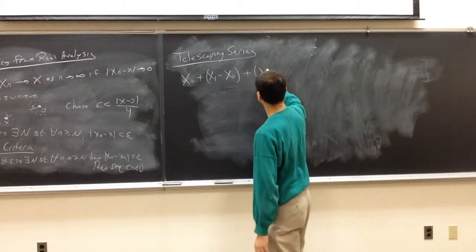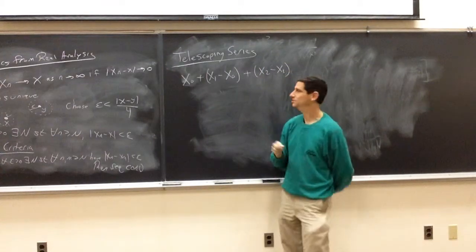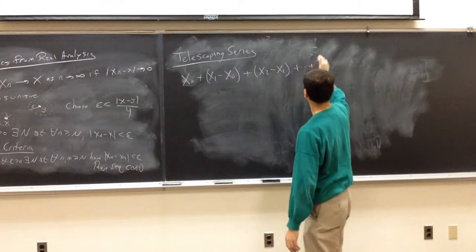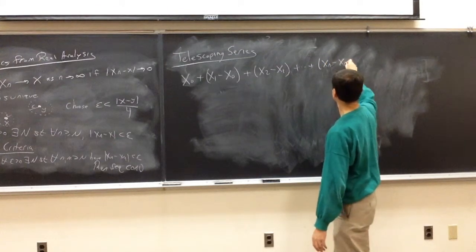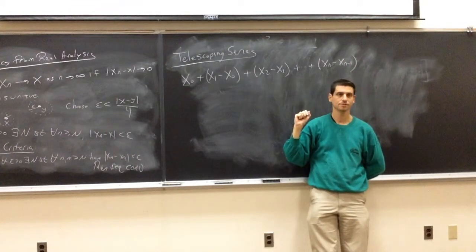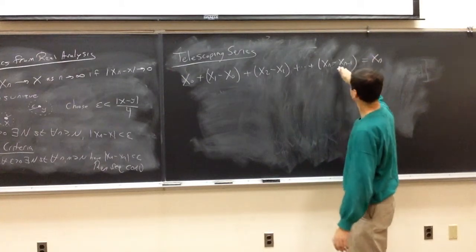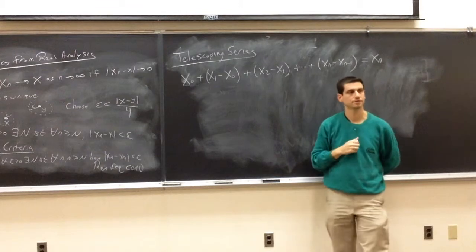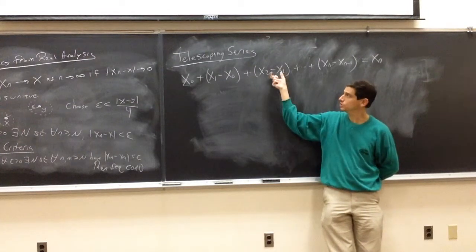Now if I go plus x2 minus x1, this is a fancy way of writing x2, plus dot dot dot, plus xn minus xn minus 1. So this is a fancy way of writing xn. What do we know about these terms over here? Yes? They go closer and closer to 0.